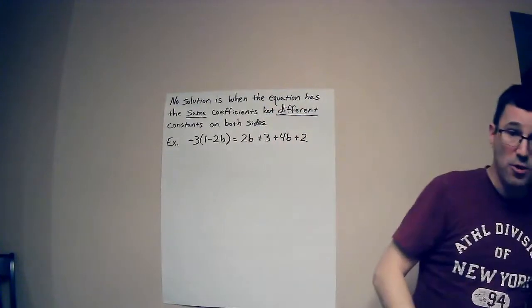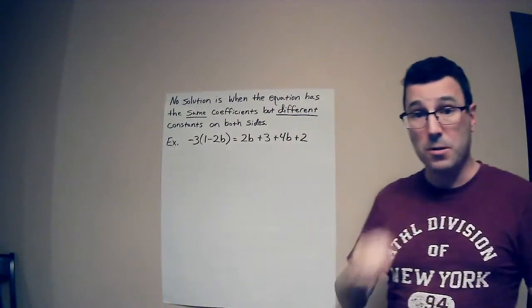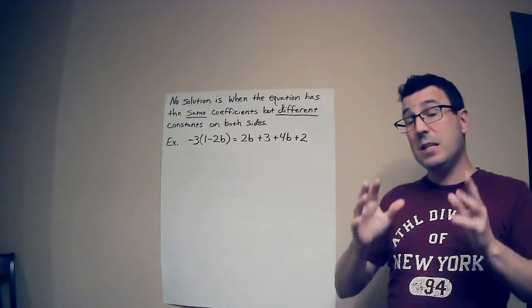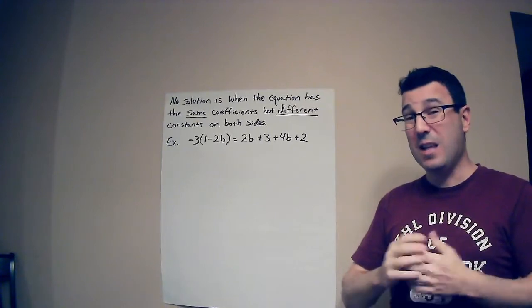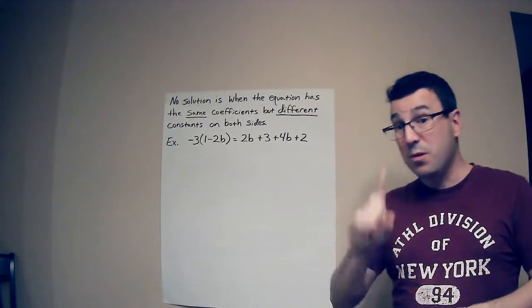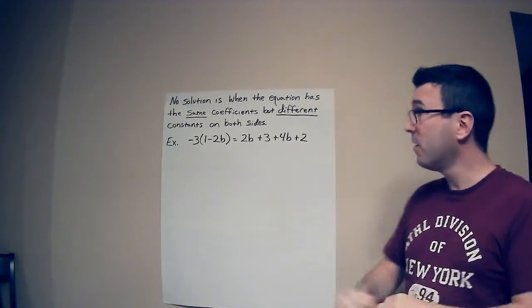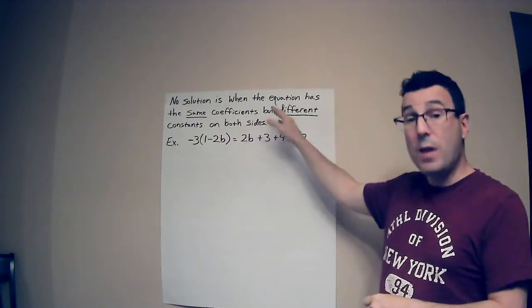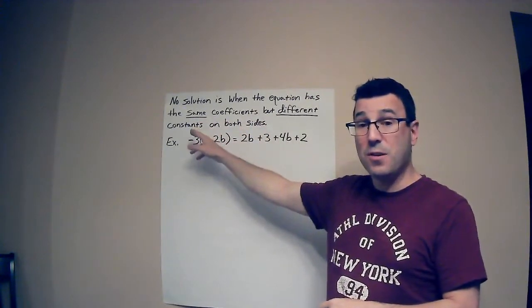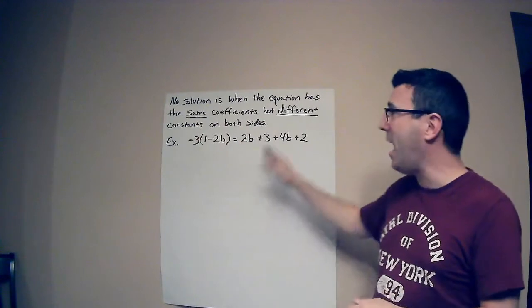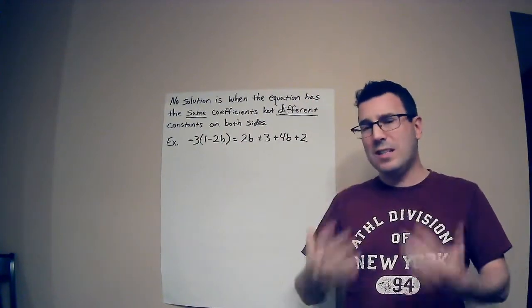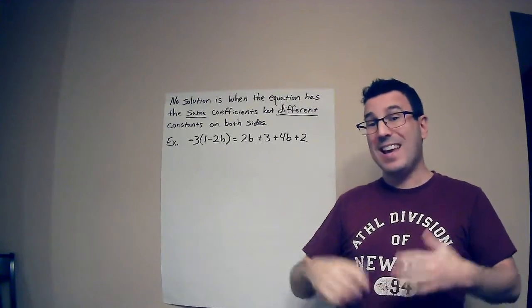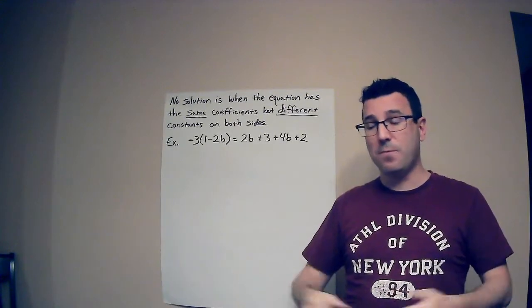Our last situation is no solutions. No solutions is similar to infinite solutions, and a lot of students mess the two up. But there's one important difference. No solutions, we have the same coefficient, but we have different constants. In a sense, we have different starting points, and then we're going up at the same rate.